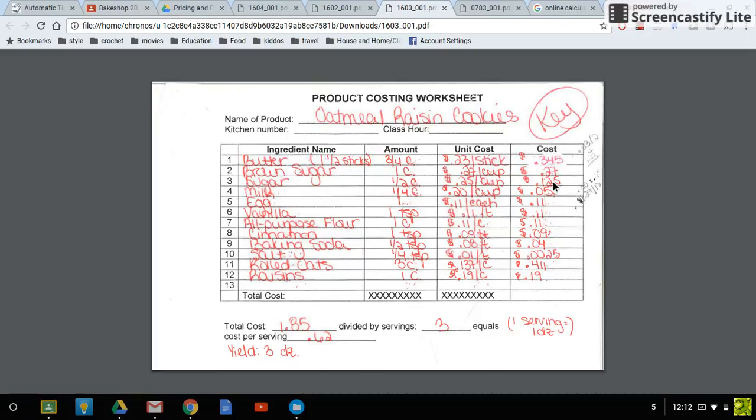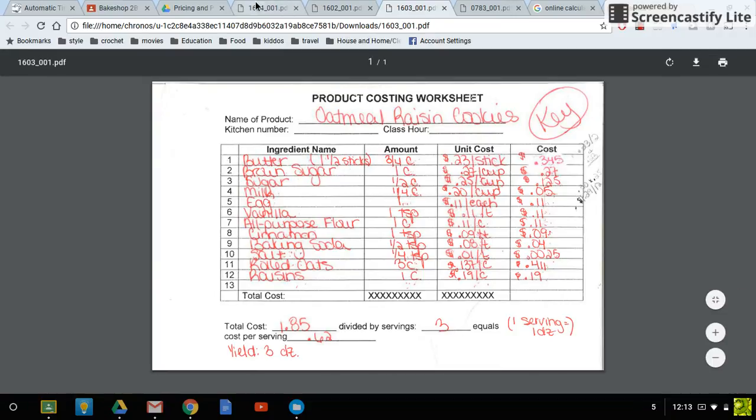The last step, you're going to take all of these numbers in this column and add them up. And you're going to write them down here. Now, I had to round, obviously, okay? But I added all these up, and what I came up with was $1.85. Round that to, money math. That makes sense. $1.85.